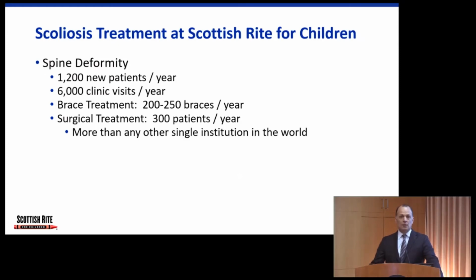So let me just give you a little perspective on Scottish Rite and the type of things that we do here with respect to scoliosis. And this is just some general numbers that we probably take care of as many children with spinal deformity, scoliosis, kyphoscoliosis, as any institution in the country and maybe even in the world. We have a very active orthotic program, and so most institutions have to send families out with a prescription for an orthotic, for a brace.